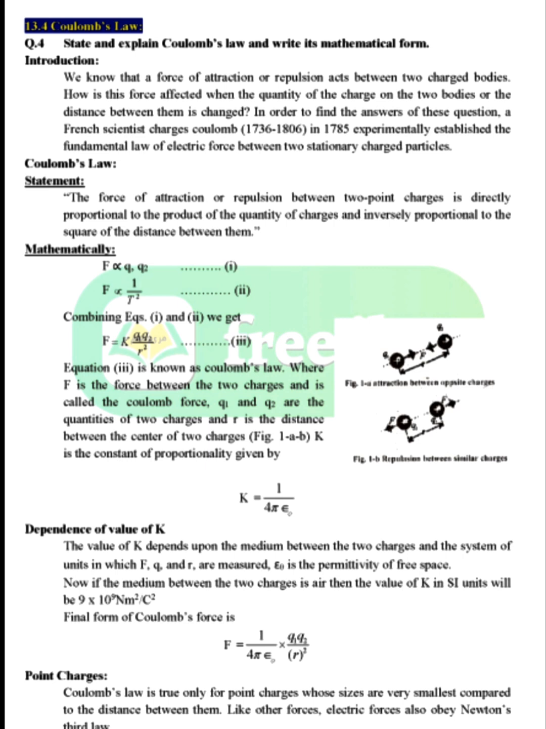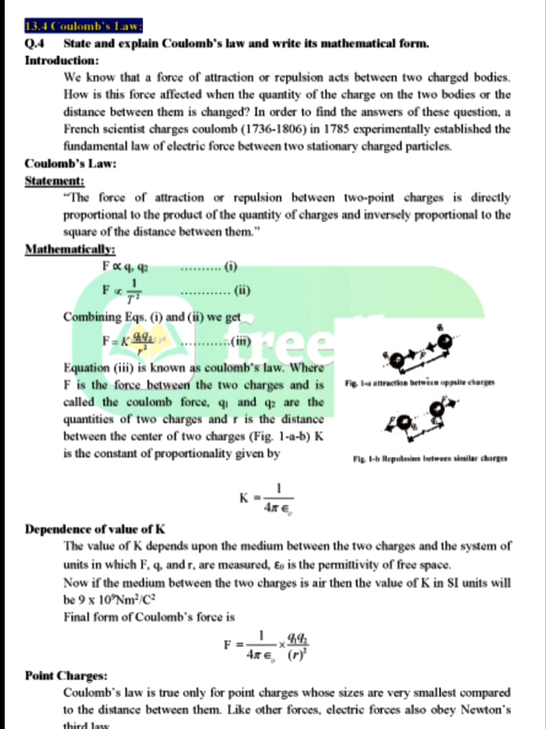What is the motivation behind this law? A French scientist, Charles Coulomb, in 1785 experimentally established the relation between two like charges or unlike charges. He gave the idea that the force of attraction or repulsion between two point charges is directly proportional to the product of the quantity of charges and inversely proportional to the square of the distance between them.